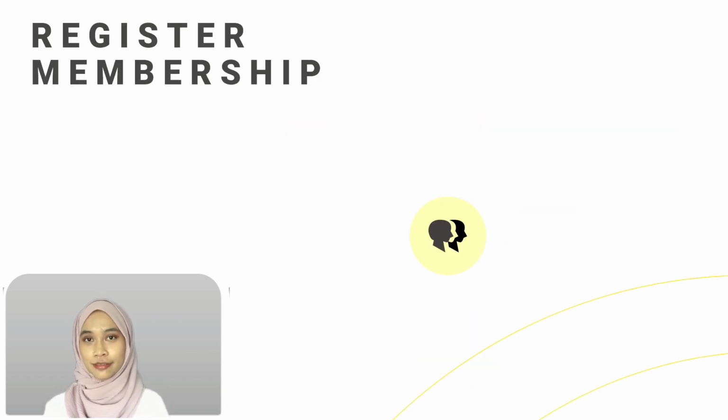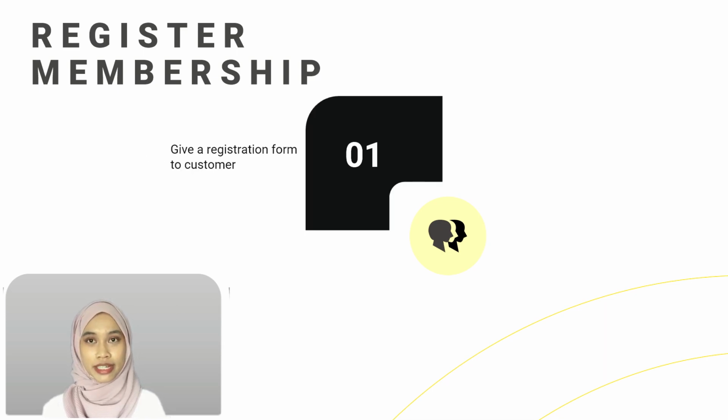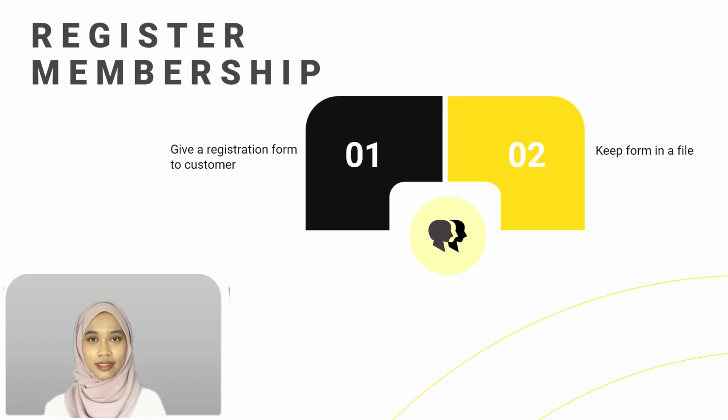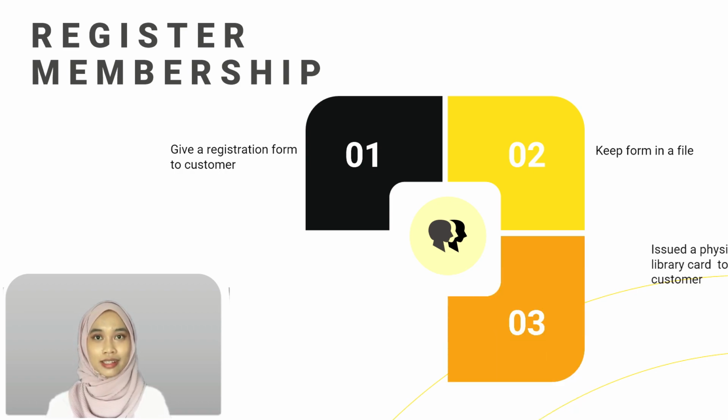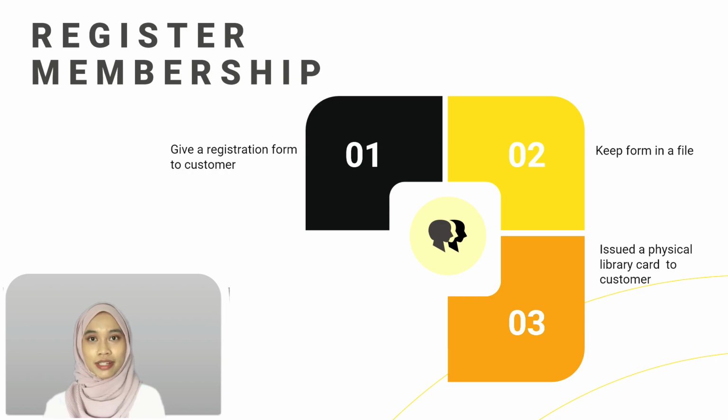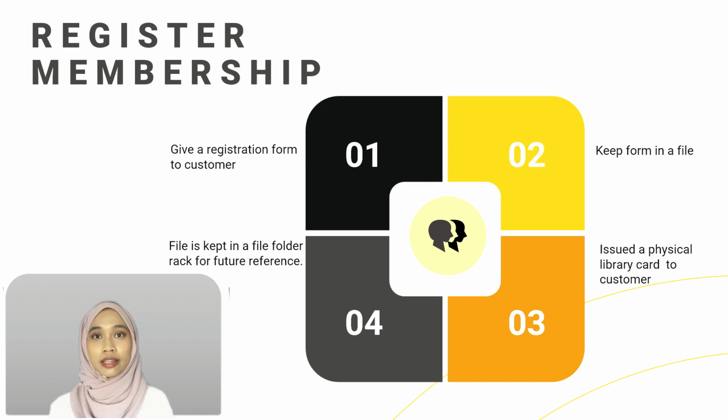The current process for registering membership at the library: firstly, staff will give a registration form to a customer who wants to apply for a library card, and then the form that has been filled with the customer's information is kept in a file. Next, a physical library card is issued to the customer who wants to become a member. The file that contains the membership form is kept for future reference.